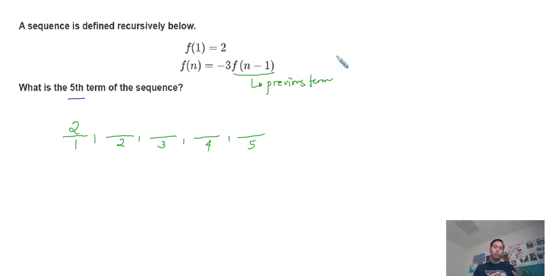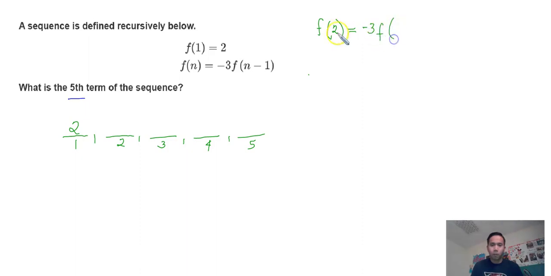Okay, so we need the previous term to do that. Because we already have f1, so we have to go with f2. So f2 is equal now to, using this one, -3 f of n. What is our n? The n is 2, so that's 2 minus 1. That will give us -3 f of 2 minus 1, which is f1.